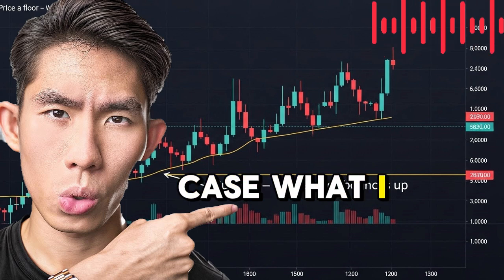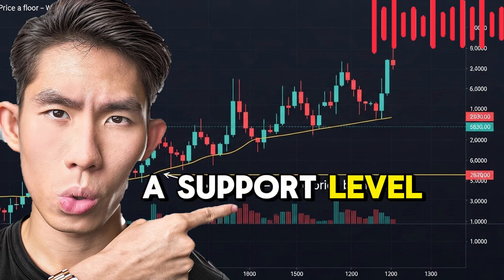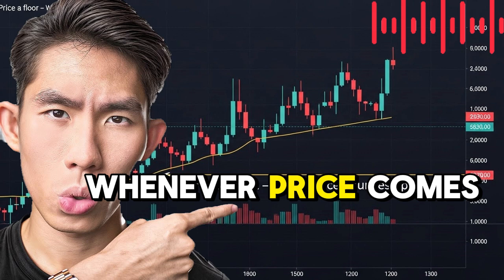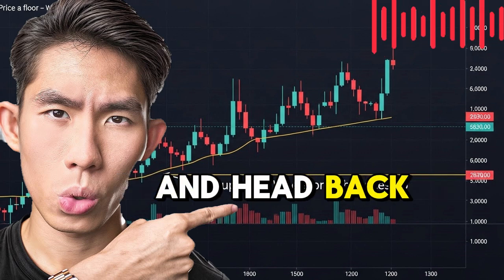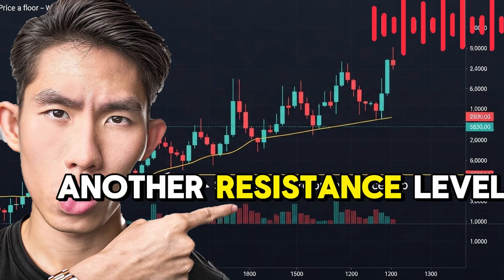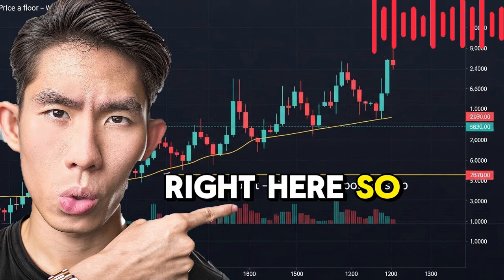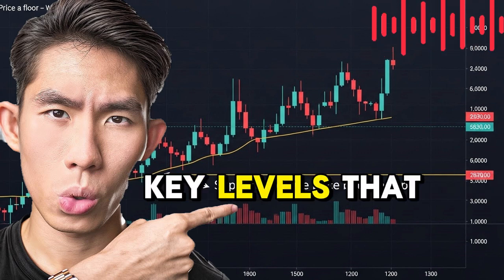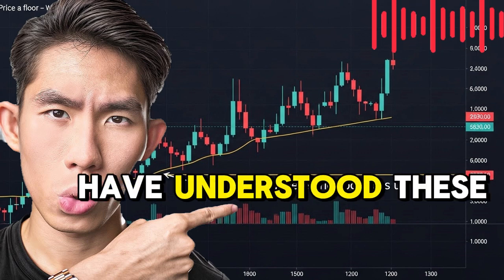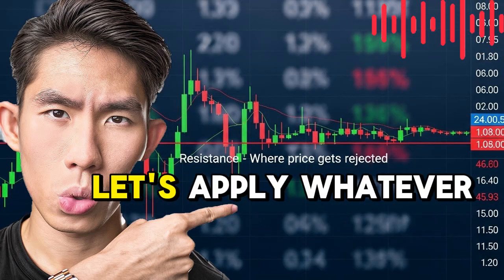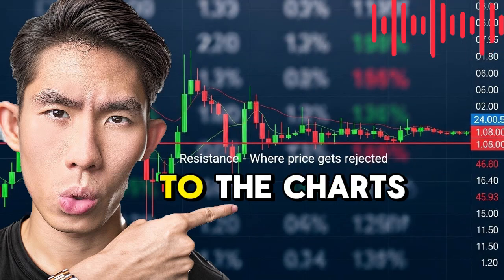So in this case, I will just draw a support level right here. You can see whenever price comes back down here, it always reverses and heads back up. And then I will also draw another resistance level right here. So these 2 key levels are the only key levels that matter. Now that you have understood these 4 secret rules, let's apply whatever you just learned to the charts.